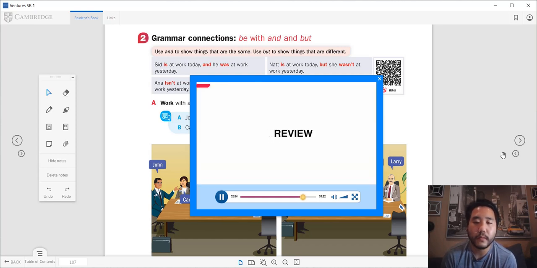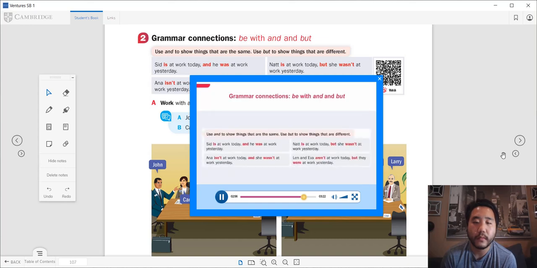Let's review. Sid is at work today, and he was at work yesterday. Anna isn't at work today, and she wasn't at work yesterday. Nat is at work today, but she wasn't at work yesterday. Len and Eva aren't at work today, but they were at work yesterday.